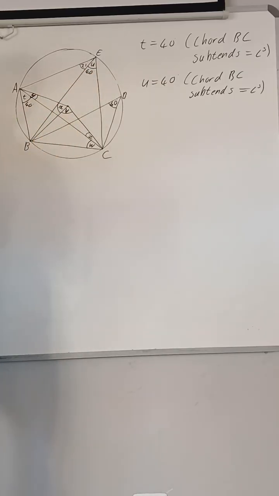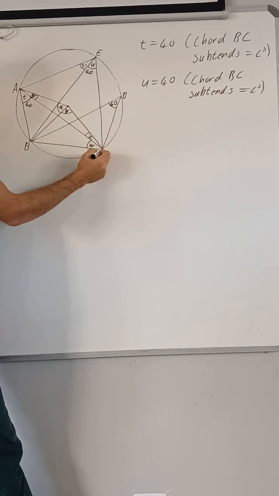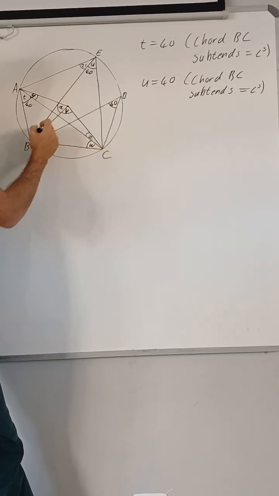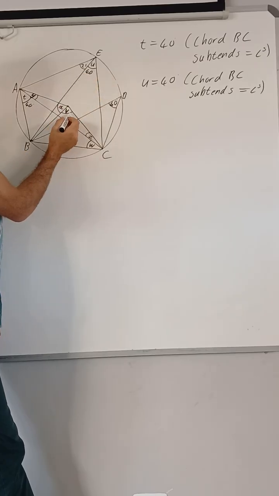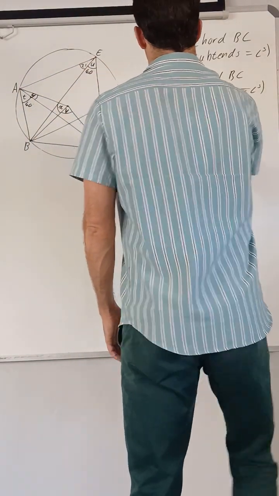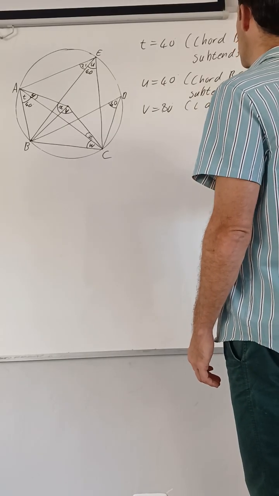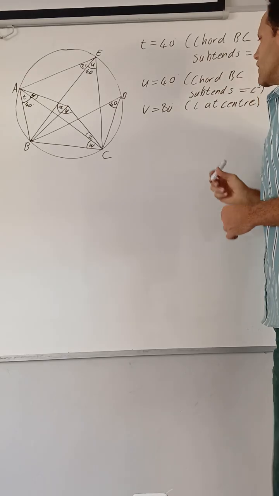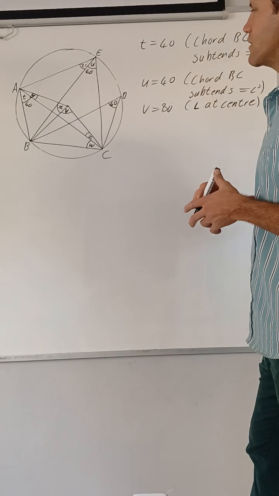Okay. Now we can say, well, if I look at V now, V goes to the center and out, and obviously from BC we go to the circumference and out. So if this one is 40, then V must be 80 to the center. Okay, circumference, center. So we can say V is equal to 80, and then our reason for that is angle at center. So he's 80.